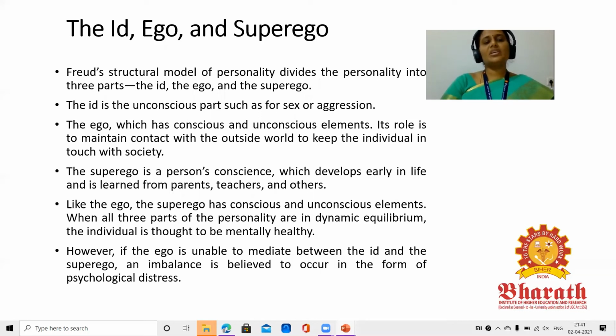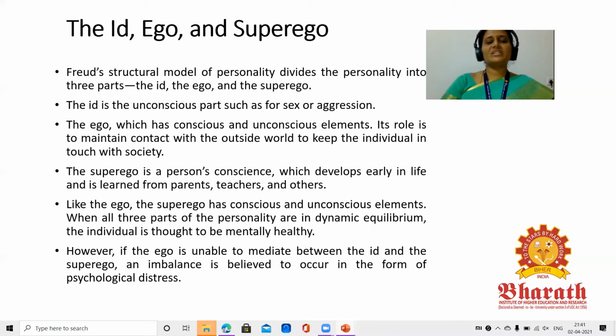superego. Id is the unconscious part of your mind, that is your aggression, behavior, sexual interest. So, among other things, it's an unconscious part of your mind. And ego is a conscious as well as unconscious part of your mind, and its role is to maintain contact with the outside world, to keep the individual in touch with society. And superego is similar to ego. It has both conscious and unconscious elements, and it develops early in our life and learns from parents, teachers, and others. So each person may have all these three personalities.